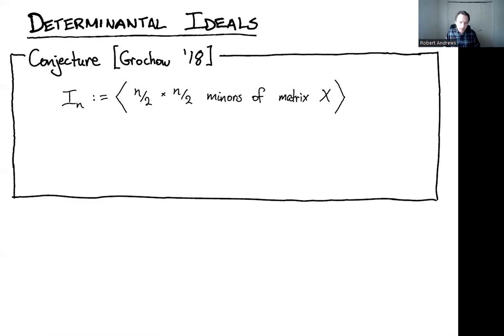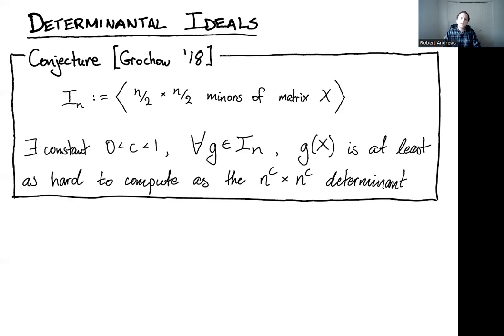And the conjecture here is that there shouldn't be. So a little bit more explicitly, the conjecture is that there is some constant c between, say, 0 and 1, such that for every polynomial g in this ideal, computing g is at least as hard as computing a determinant of size n to the c. So this conjecture is that the polynomials in this ideal should be at least as hard to compute as the determinant, but maybe up to some small loss in the size of the matrix, and that's okay.